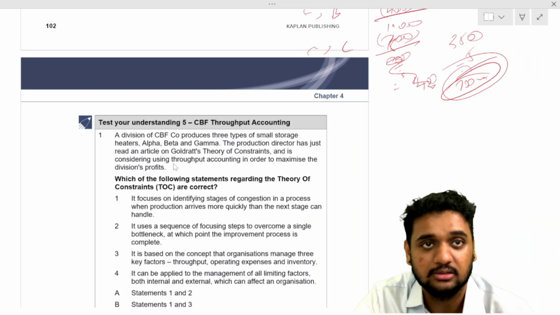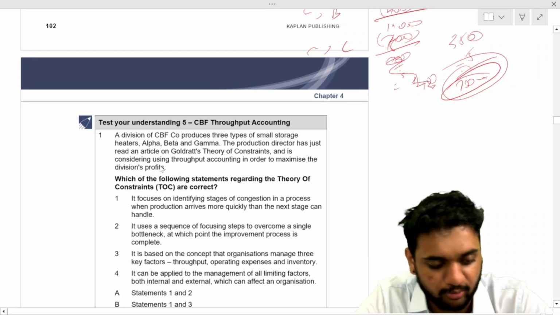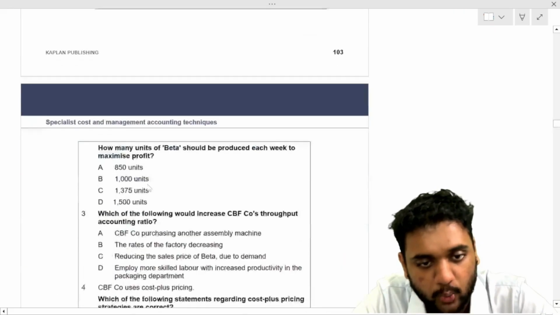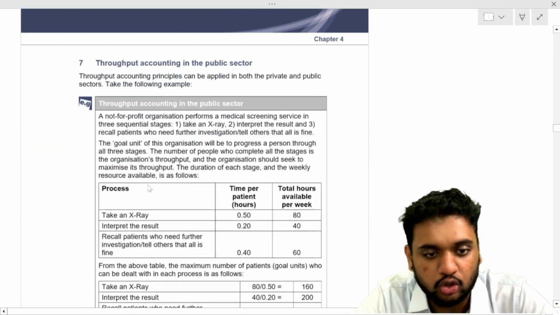Is the CBF company there? Not there? Okay, I will send that photo in the group. You please do the question and come. That we will discuss in the next class. Now we will proceed with throughput in public sector.